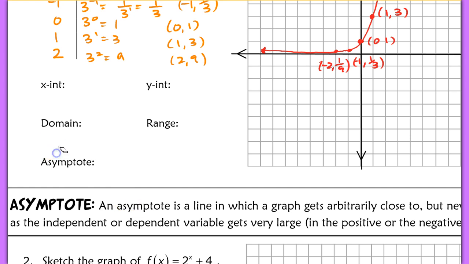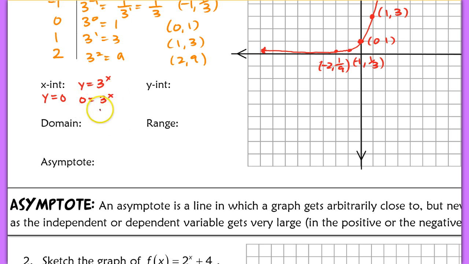So let's talk about an x intercept. When we find an x intercept, this is saying let y equal 0. Now if y equals 0, then in our function y equals 3 to the x, I plug in 0, and I solve this equation.